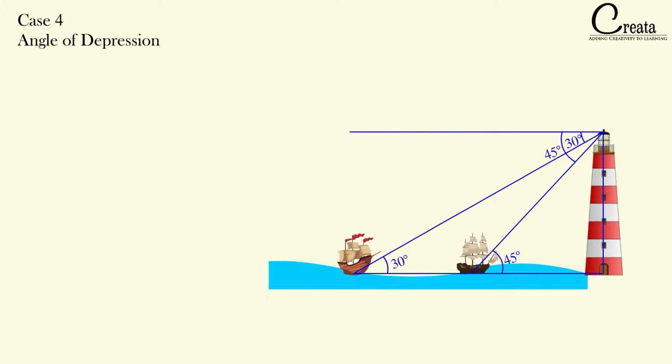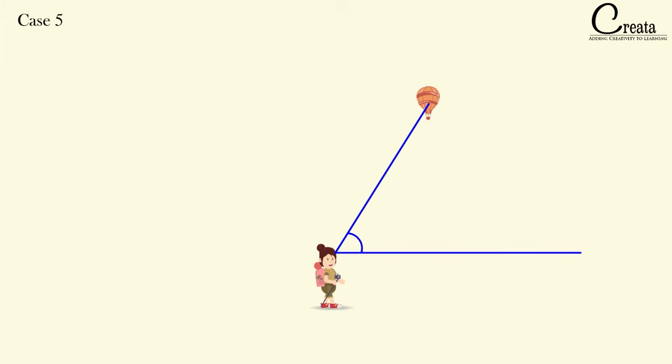So this is the case of angle of depression. Moving further, case number 5. This is one of the important cases and generally the questions are asked based on this case. The concept is that one person is on the ground and this person is seeing an object flying in the sky. Maybe a balloon, maybe a bird, maybe a kite, anything which is flying in the sky.